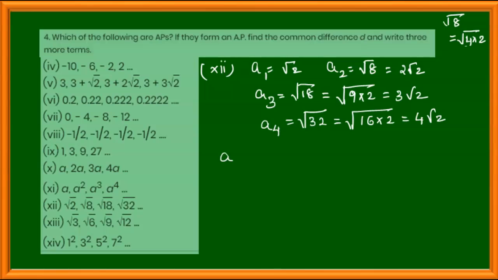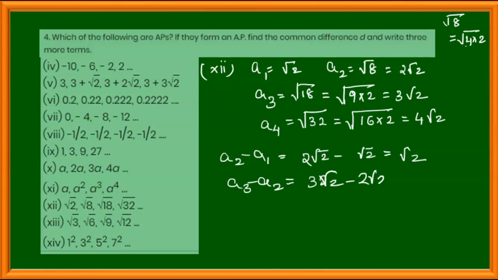Now if we check this one, A2 minus A1, you will get 2 root 2 minus root 2. How much? Root 2. A3 minus A2. We are getting A3 as 3 root 2, and A2 is 2 root 2. Now this becomes 3 root 2 minus 2 root 2. We are getting again root 2.